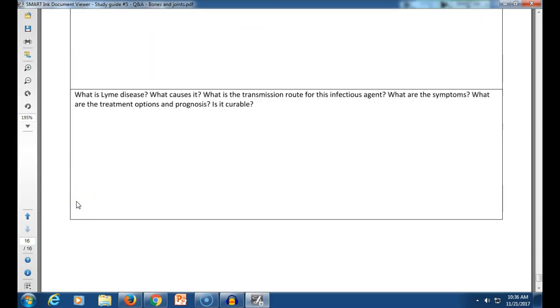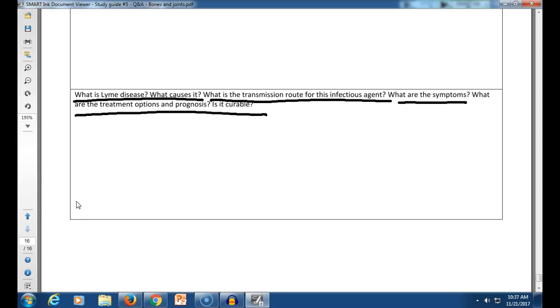Lyme disease: infectious disease caused by bacteria. That's all you need to know. Transmission route: tick, yes. Symptoms: joint pain and erythema migrans. Treatment options: antibiotics. Is it curable? Oh yeah. If you treat it early, it's totally curable. If you delay, then it can become chronic and it's hard to treat. Any questions? There's a test to see if anybody has Lyme, even if it's delayed.